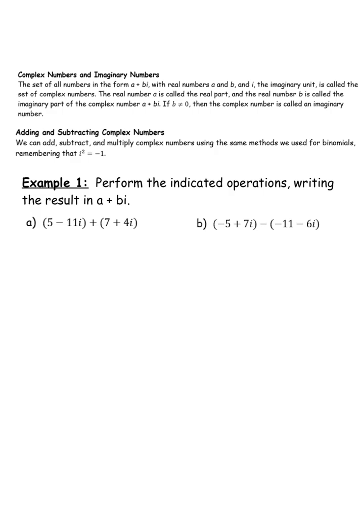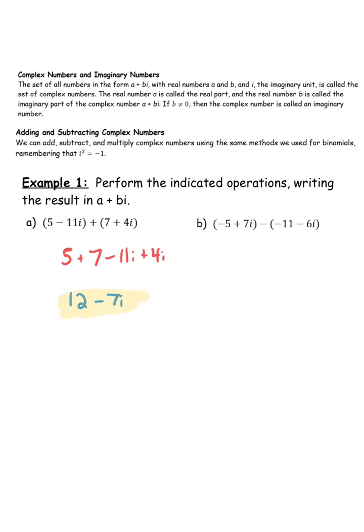Adding and subtracting. We can add, subtract, and multiply complex numbers using the same methods we use for binomials, remembering that i squared equals -1. So, for this first problem, we are going to literally combine like terms. So we have 5 plus 7 minus 11i plus 4i. So 5 plus 7 is 12. Minus 11i plus 4i is minus 7i. And that is our final answer for that problem.